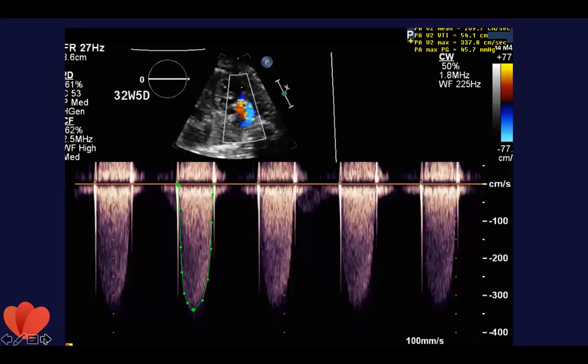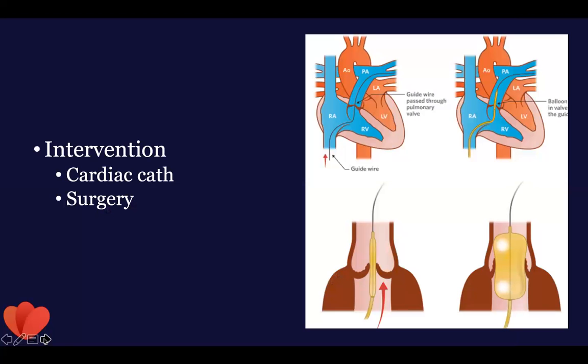Then by Doppler, this patient is 32 weeks of gestation with a velocity of 3.4. Usually for the pulmonary and aortic valve, a highest velocity of 1.4 would be within normal limits. Anything above 1.4, closer to term, would be greater than the 97th percentile. So this is easily significant pulmonary stenosis. What happens to these patients after delivery?